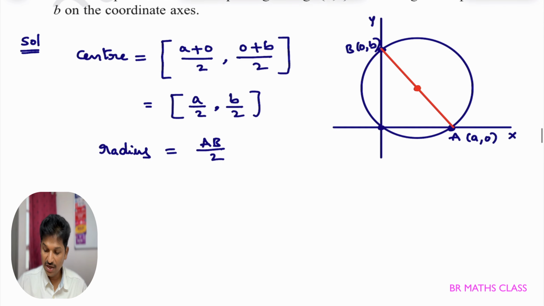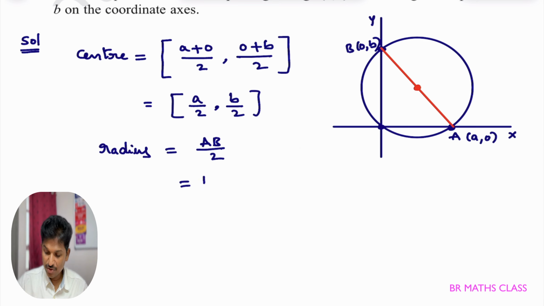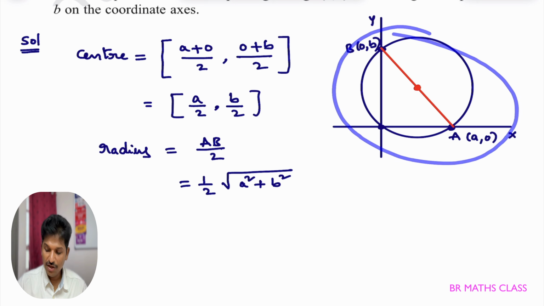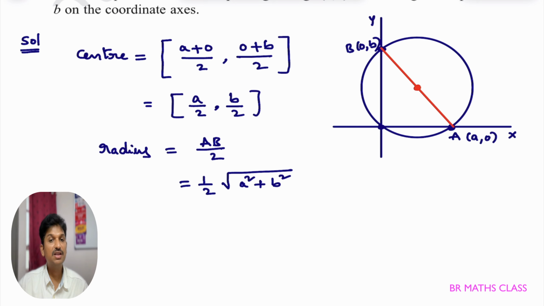So what you will get here, calculate the distance between the points A and B. That is root over (a minus 0) whole square, that is a square. It can be understood easily. Plus (0 minus b) whole square. (0 minus b) whole square is what? b square. So the radius is half into root over a square plus b square. Center and radius, we know now. For the given data, we know the center and radius.